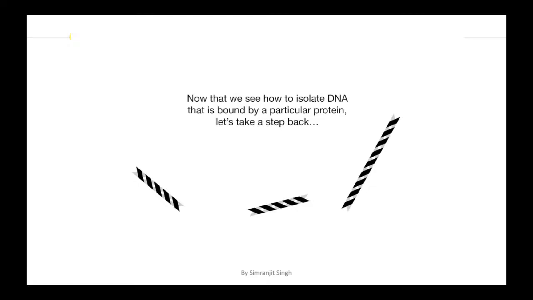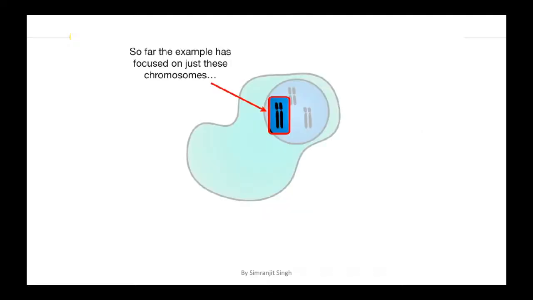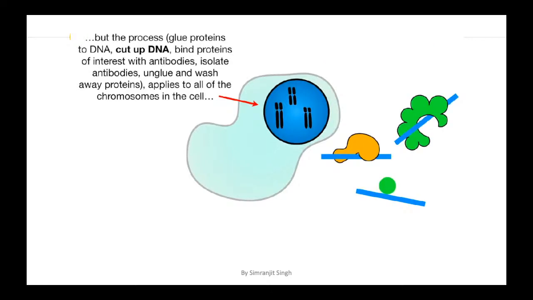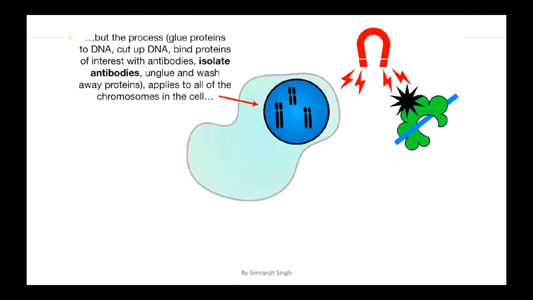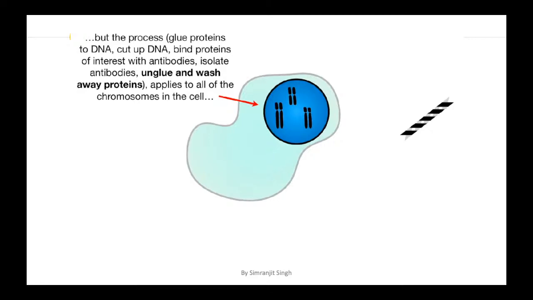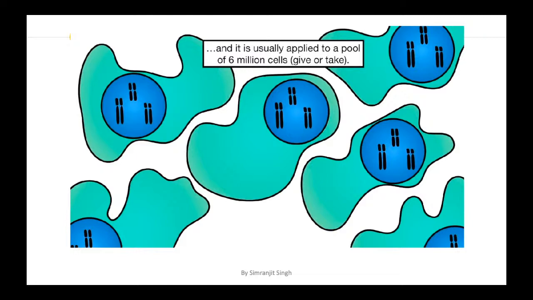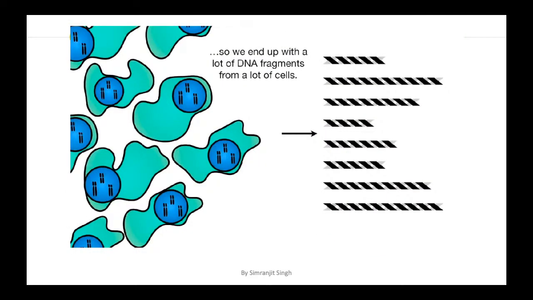Now that we see how to isolate DNA that is bound by a particular protein, let's take a step back. So far, the example has focused on just these chromosomes. But the process, glue proteins to DNA, cut up DNA, bind proteins of interest with antibodies, isolate antibodies, unglue and wash away proteins, applies to all the chromosomes in the cell. And it is usually applied to a pool of 6 million cells, give or take a few. So we end up with a lot of DNA fragments from a lot of cells.